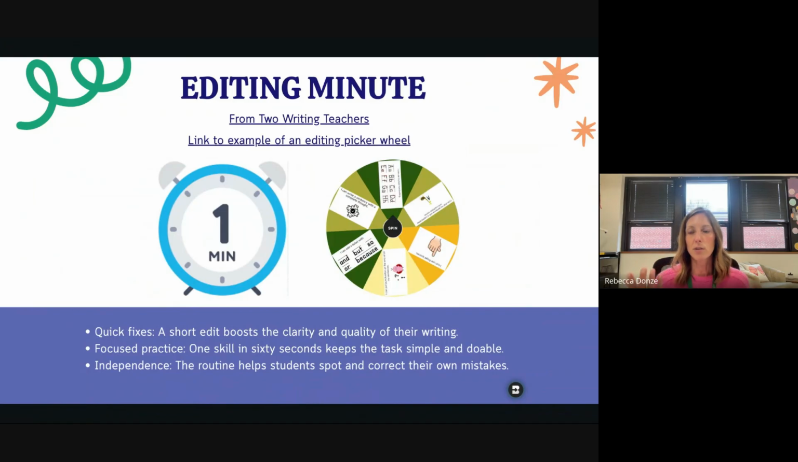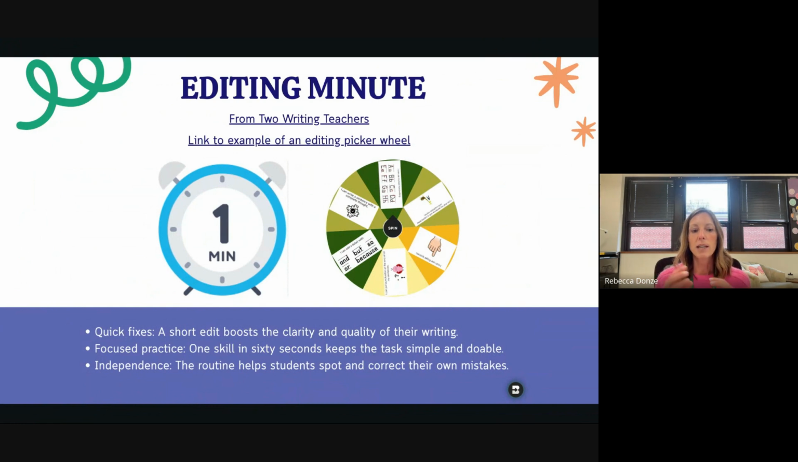And you could do this a couple of ways. As the teacher, you could simply tell the students, all right, boys and girls, today I would like you to specifically edit for your dialogue, make sure the punctuation is correct. You would set the timer, students would go through their writing and only be looking for that specific skill.